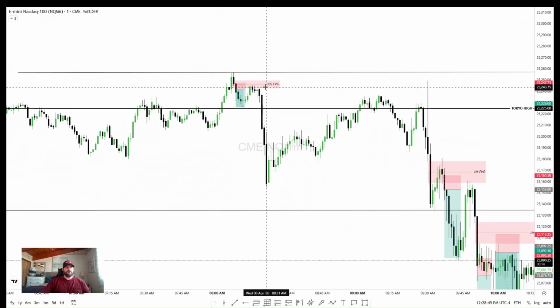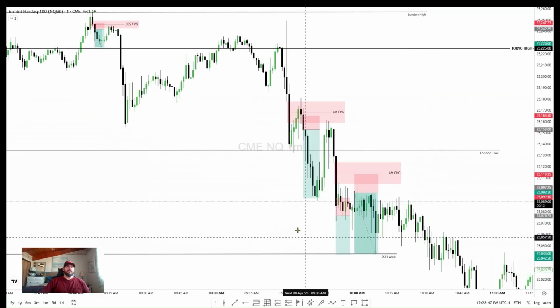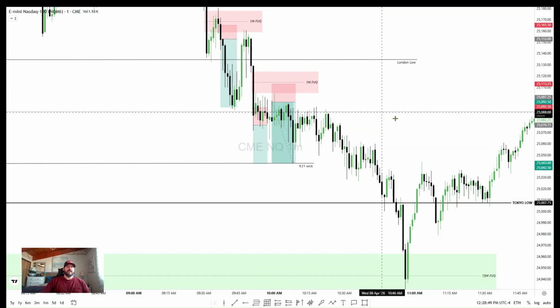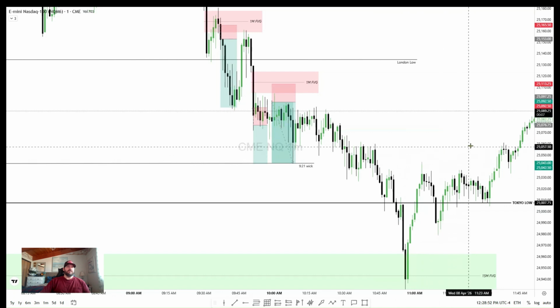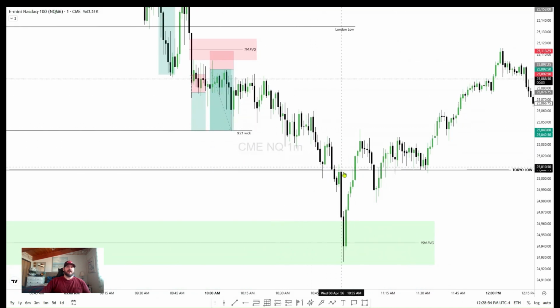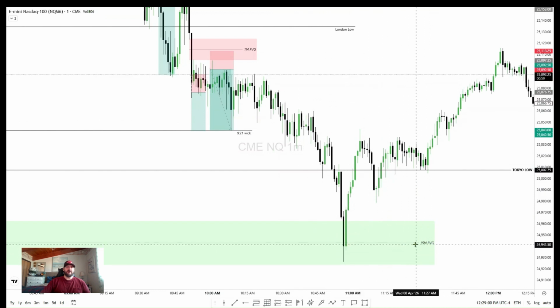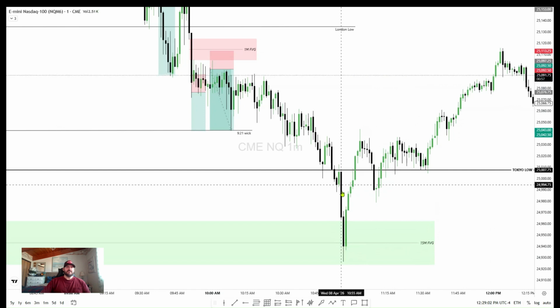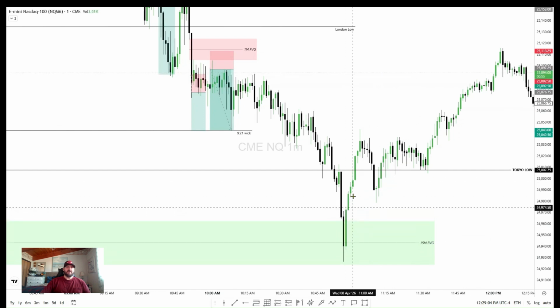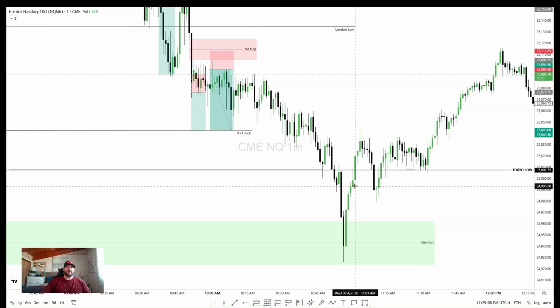I should have waited for the retest. Either way, solid day. And look what happens. We then take out Asia low. We respect this big 15-minute fair value gap. As it comes down here, it creates a bearish fair value gap right there.